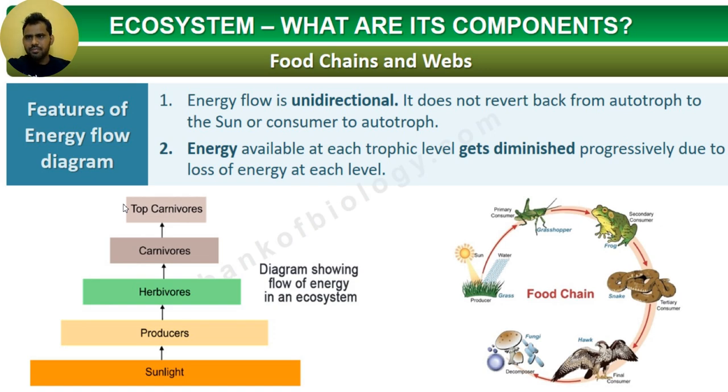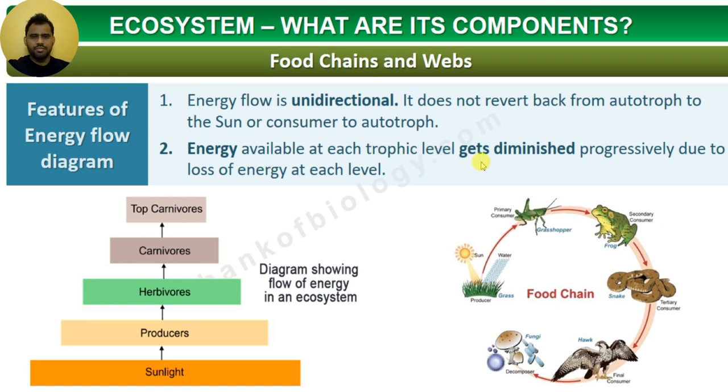Okay, so what is the energy flow? It is a diagram showing the flow of energy in an ecosystem. Energy flow is unidirectional. It is in one direction. It does not revert back from autotroph to the sun, or from consumer to autotroph. It will not go back. It will go in one direction.